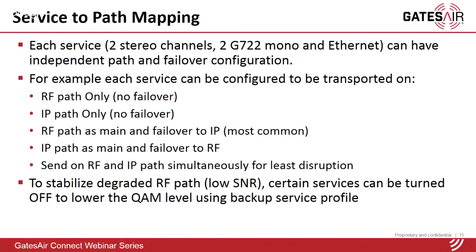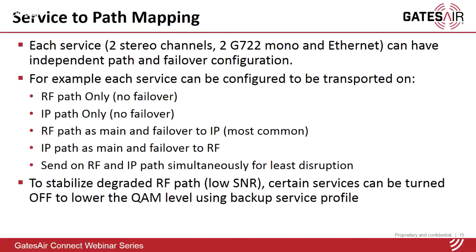Another capability of the HD Link's dual path feature is the ability to individually configure the transport path for each service, and there are a total of 5 services. Each of the two main channels are separate services, and Ethernet is also a separate service, and the two G722 are separate services as well. So each service can be individually mapped to a path selection.